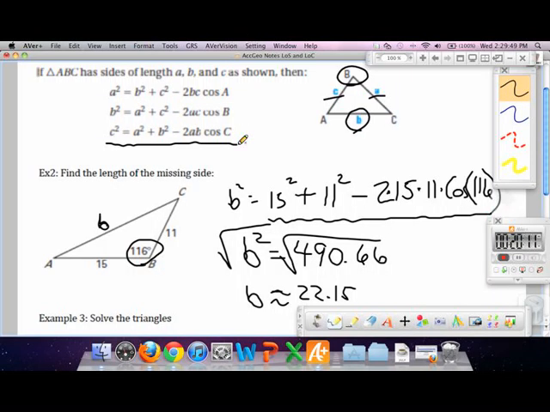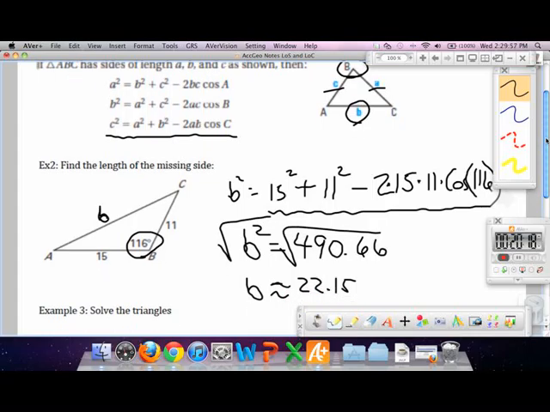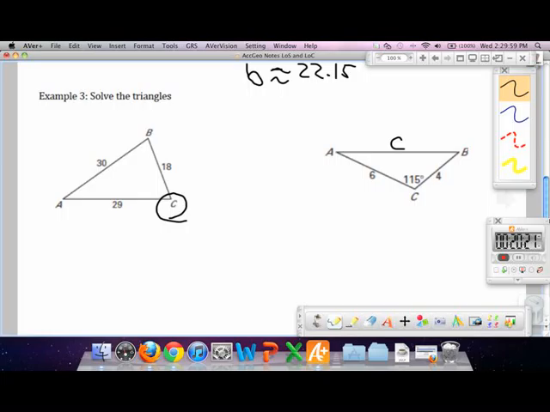So I'm going to use this idea. I'm going to pick, say, this formula: C squared equals A squared plus B squared minus 2 times A times B times the cosine of angle C.